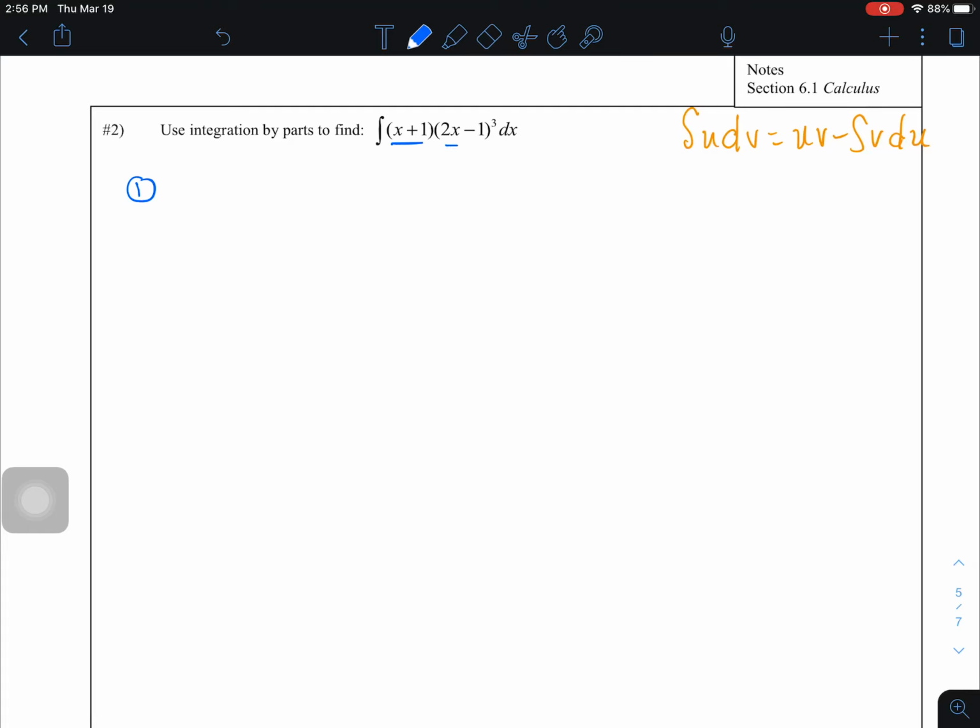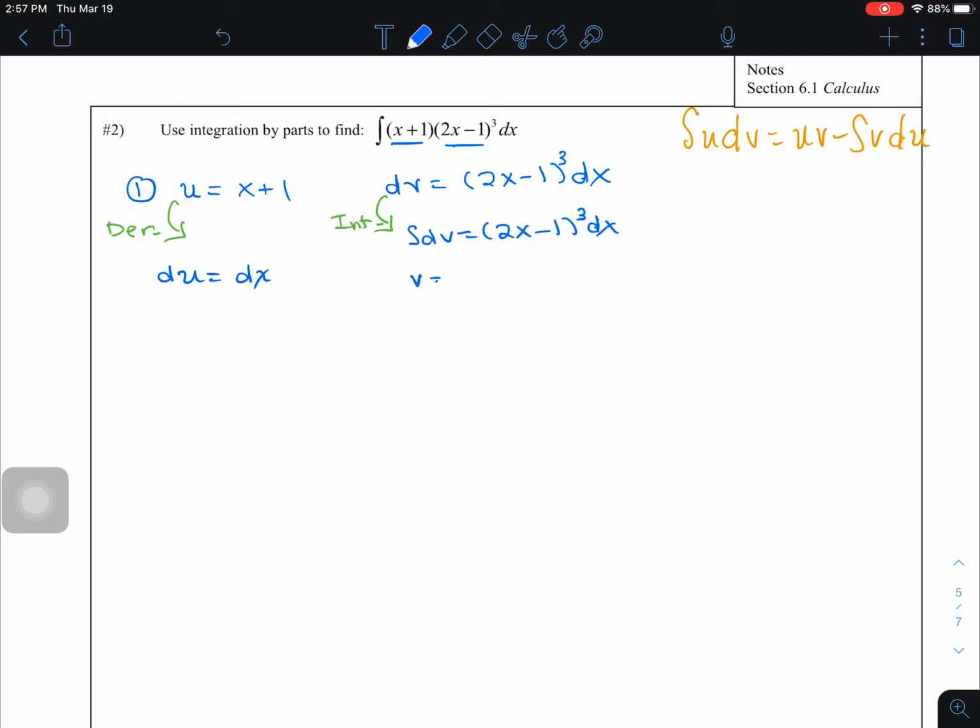So we've got two factors we're multiplying together. We want to choose the easier or simpler one of the two to be u. That would be x plus 1. We want to choose the more complicated of the two factors as the dv. That would be (2x minus 1) cubed, and dx always goes with that. We've been talking these last few days about taking the derivative of u and integrating dv, and this helps us get what du is, which in this example would be a 1, and then we bring the dx over, and then we integrate both sides to get what v is.